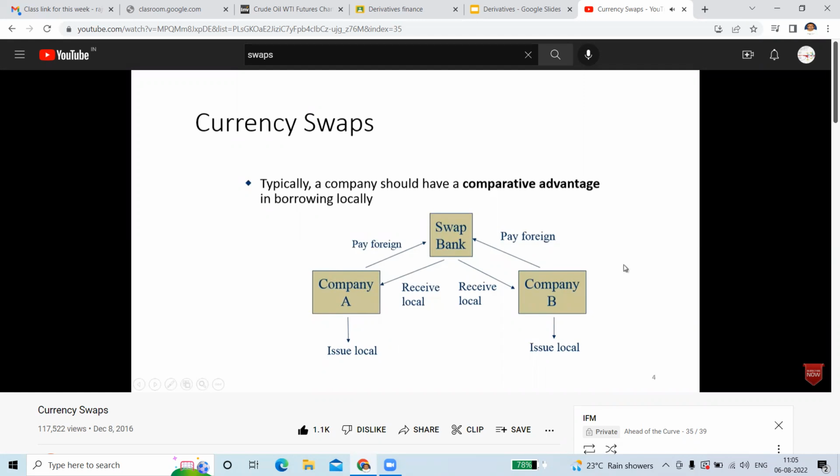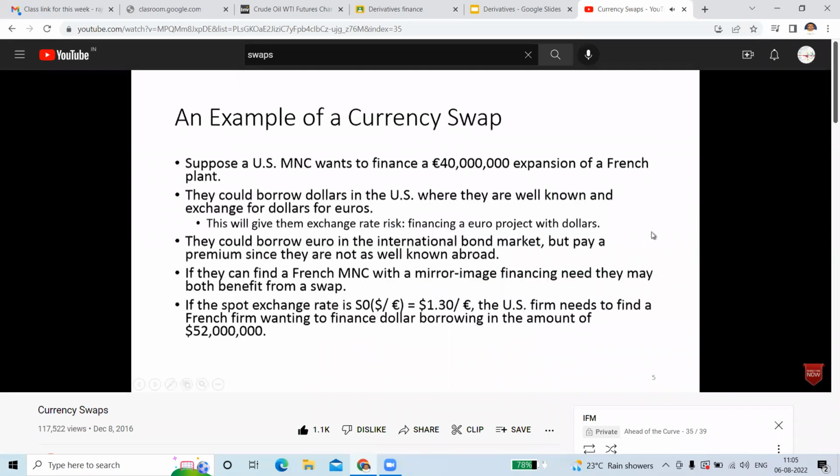Let's look at an actual numerical example. So consider the following example. Suppose you have a U.S. multinational corporation that wants to finance a 40 million euro expansion of a French plant. Well, they could borrow dollars in the U.S. where they're well known and exchange the dollars for euros.